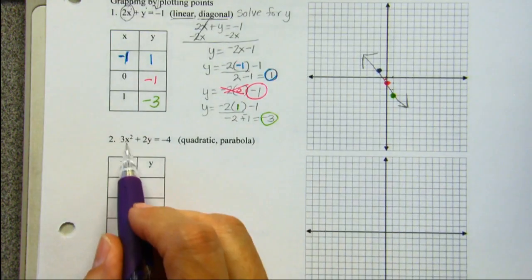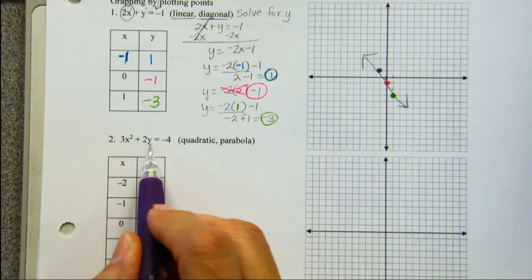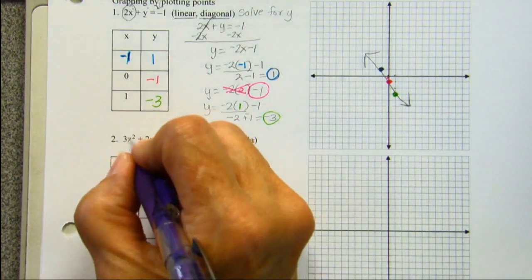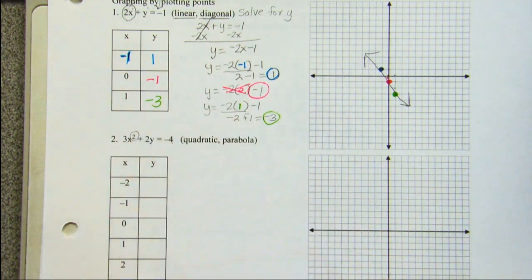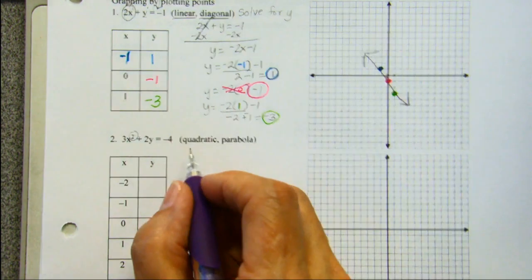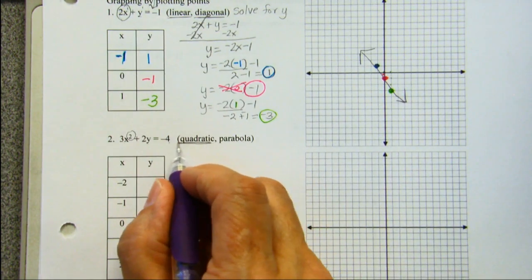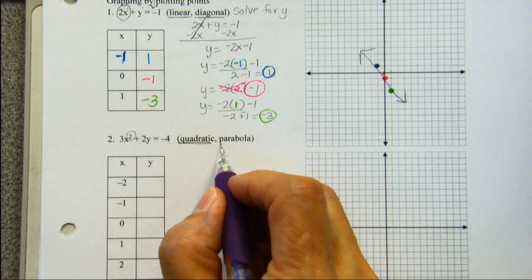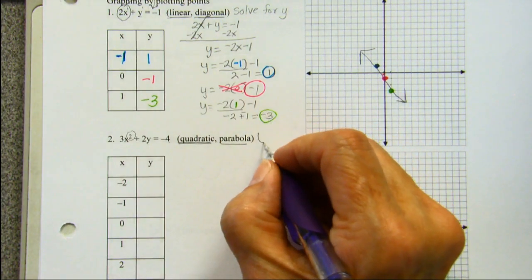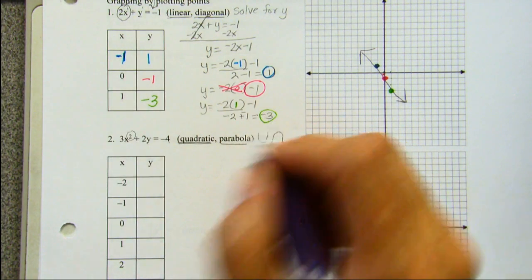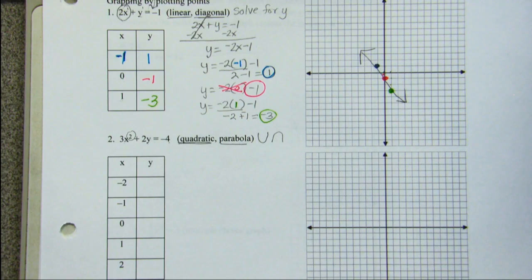I have 3x squared plus 2y equals negative 4. Because my x is squared, I now have a quadratic, and it's going to make a parabola shape. That's a U-shaped graph. It can go right side up or upside down. We're going to study these more in depth later on.